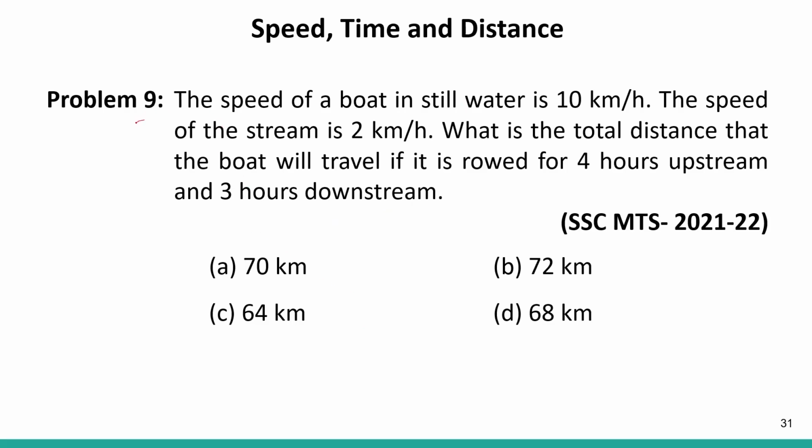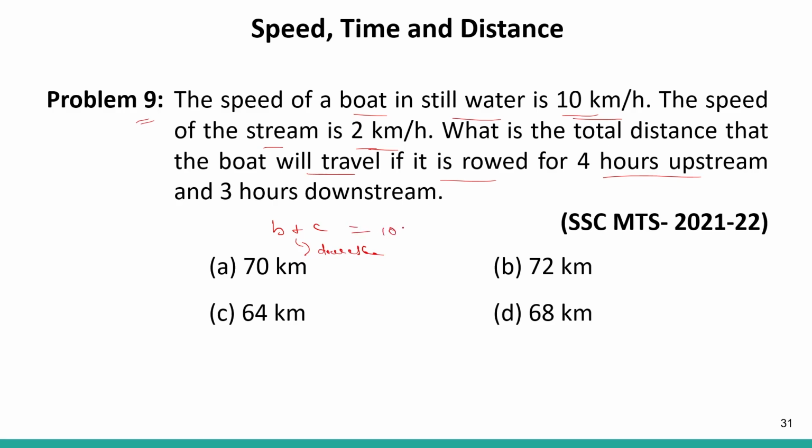So problem 9. Let's see. The speed of boat in still water is 10 km per hour. Speed of the stream is 2 km per hour. So what is the total distance that the boat will travel if it is rowed for 4 hours upstream and 3 hours downstream? Let speed of boat be B and speed of current be C. Their speed would add up in downstream.